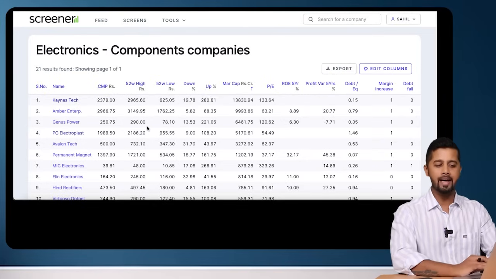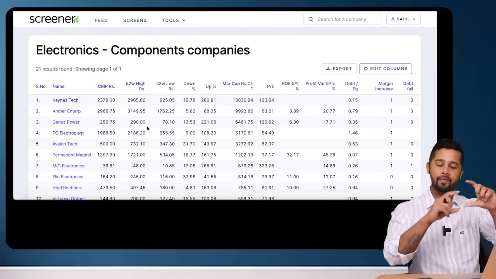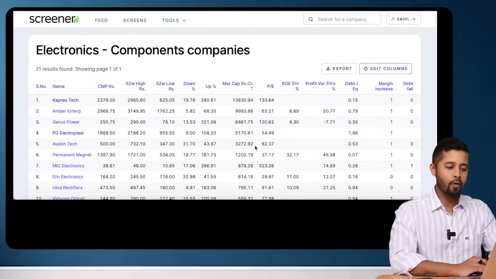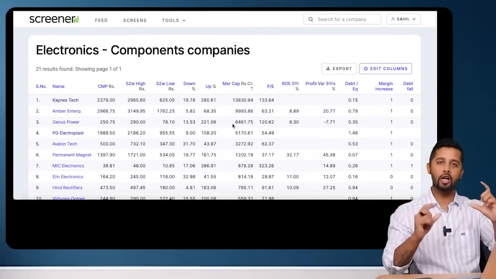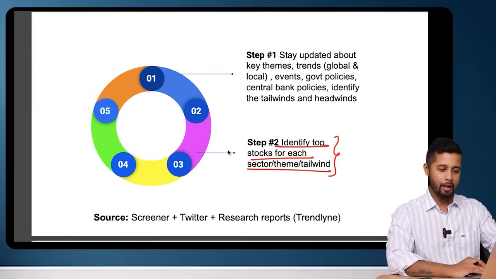So basically the idea is, using the Screener tool, you can identify companies that are into a particular category. So this is again a very interesting way to list down companies and build a repository of the right companies out of the universe of, let's say, 1,000, 2,000 companies that you have.